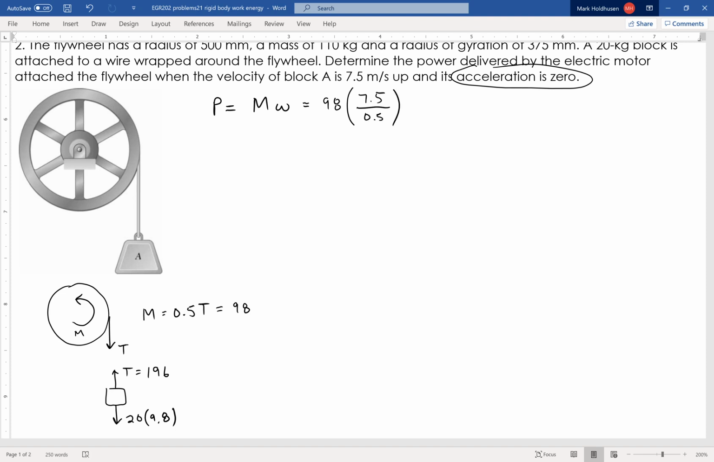It's just recognizing that what I have is moment and an angular velocity. Knowing the angular velocity, knowing the acceleration is 0 makes the moment pretty easy to find, and I can find that the power input is 1470 watts. So pretty straightforward problem on this guy.